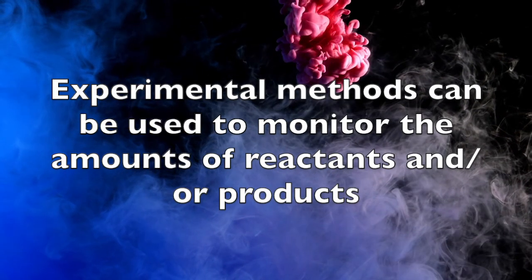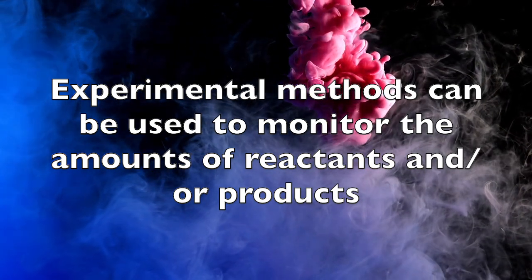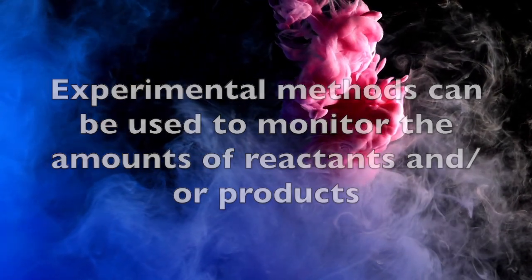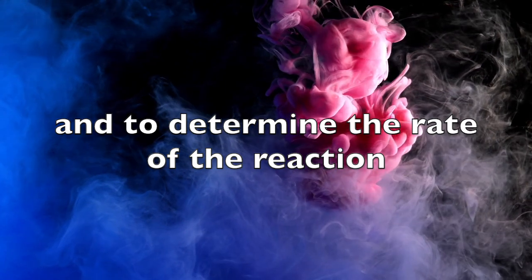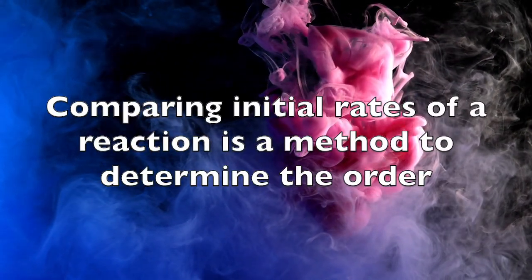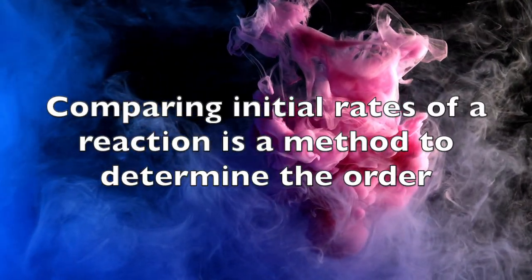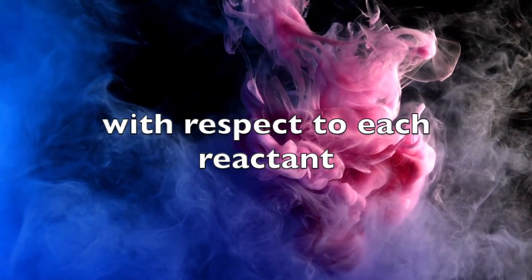In summary, experimental methods can be used to monitor the amounts of reactants and/or products of a reaction and to determine the rate of the reaction. Comparing initial rates of a reaction is a method to determine the order with respect to each reactant.